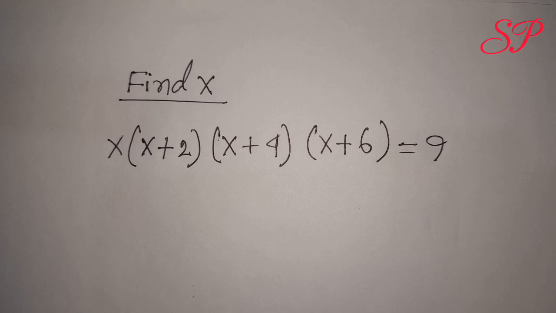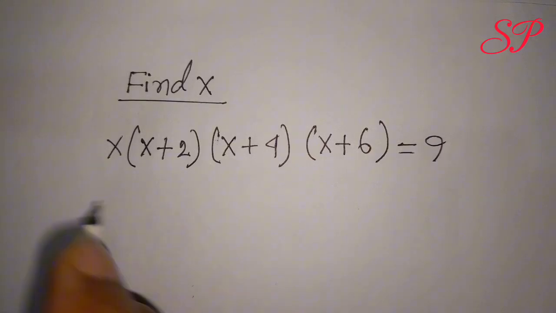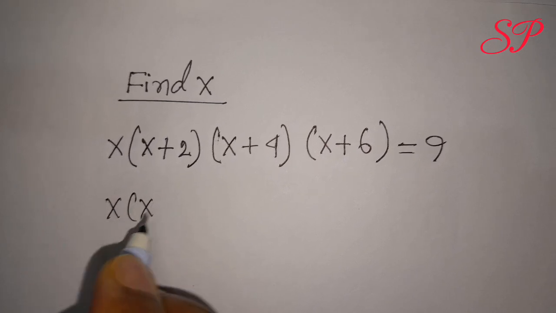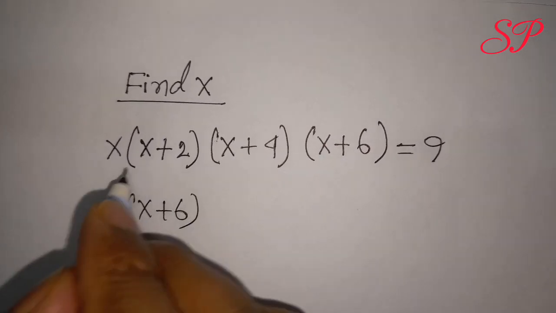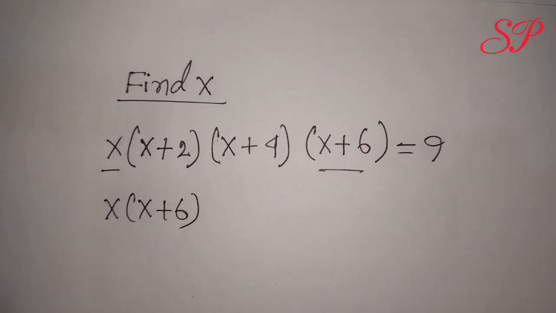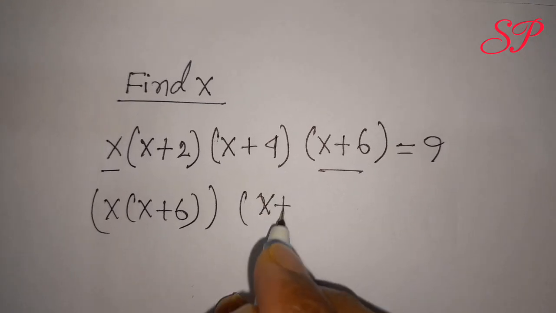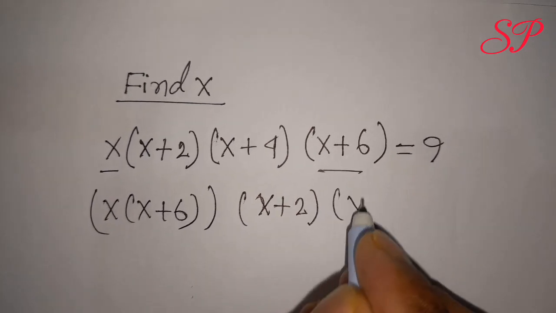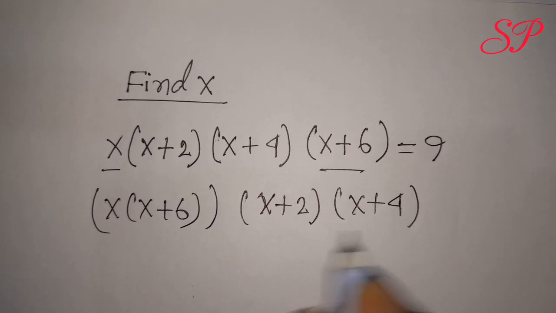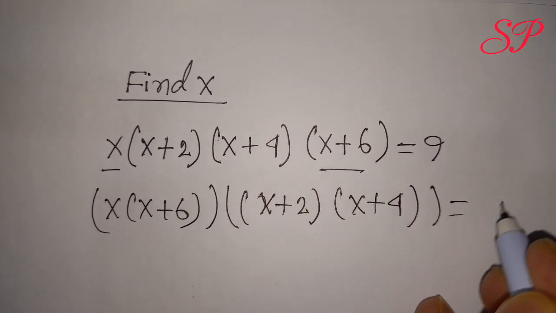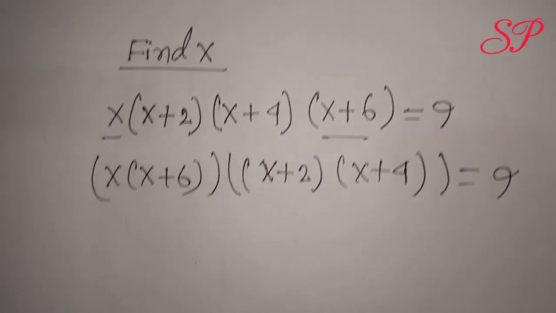Here in this equation we have to find the value of x. Let's start. We can write x times (x plus 6) times (x plus 2) times (x plus 4) is equal to 9.